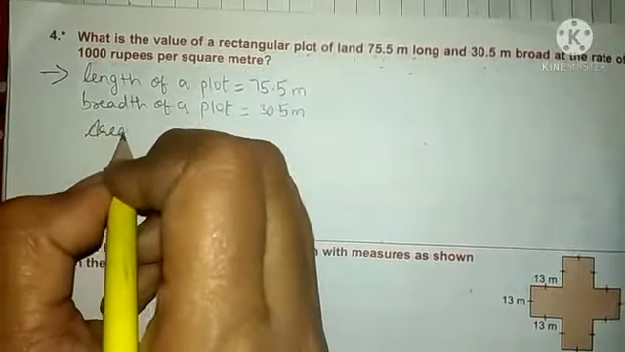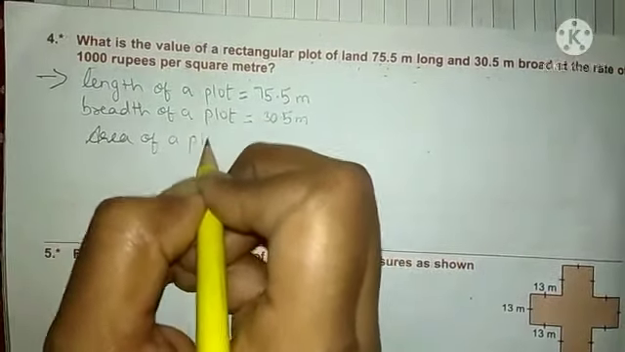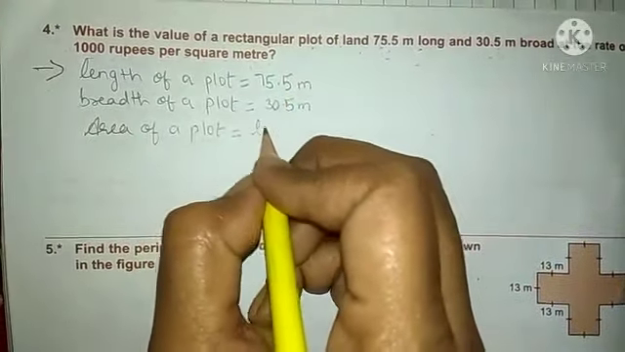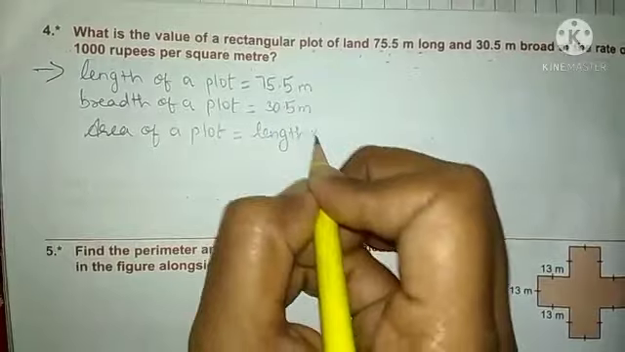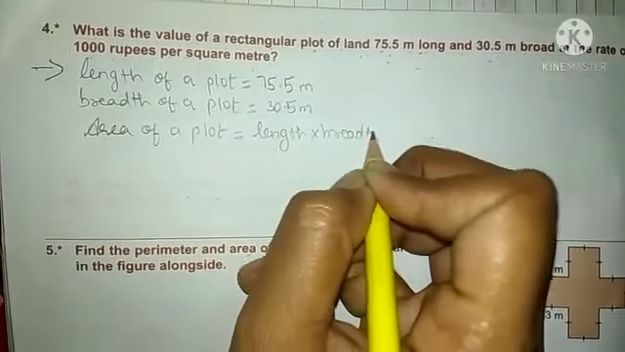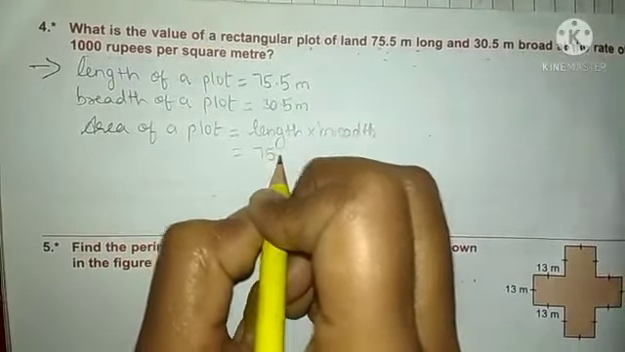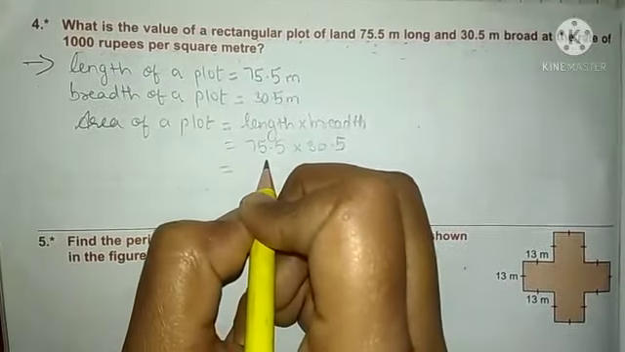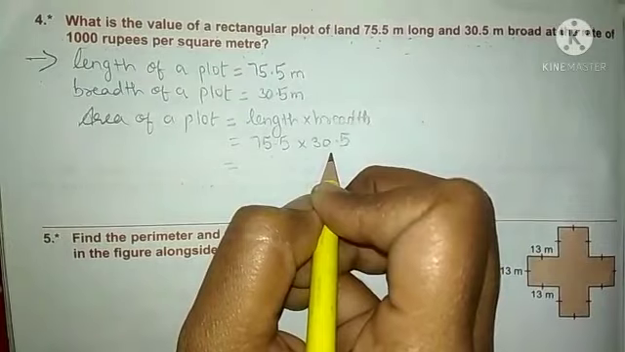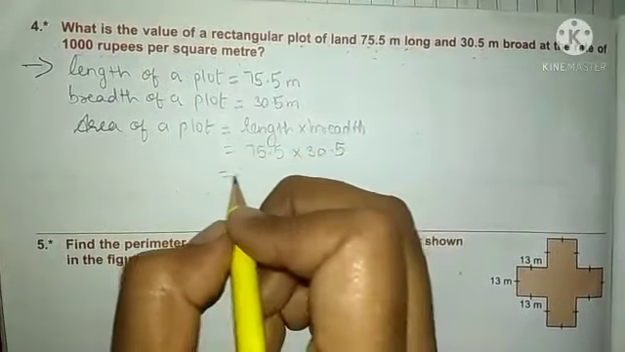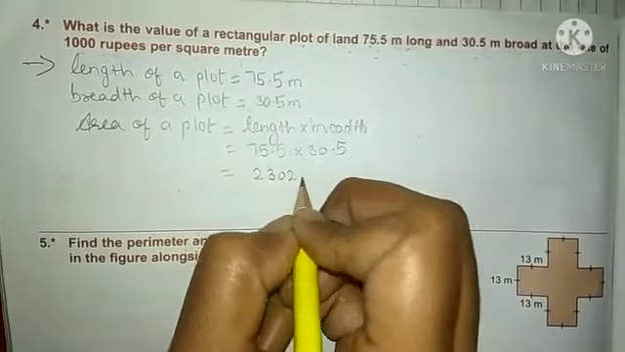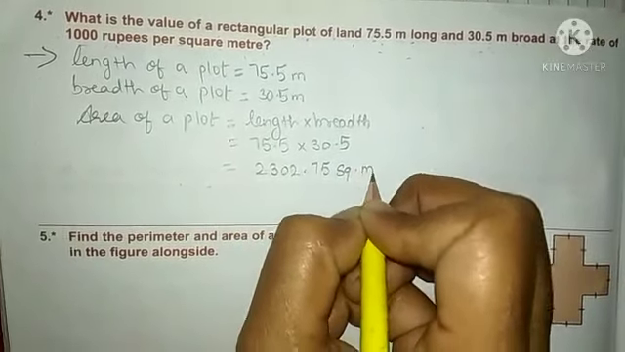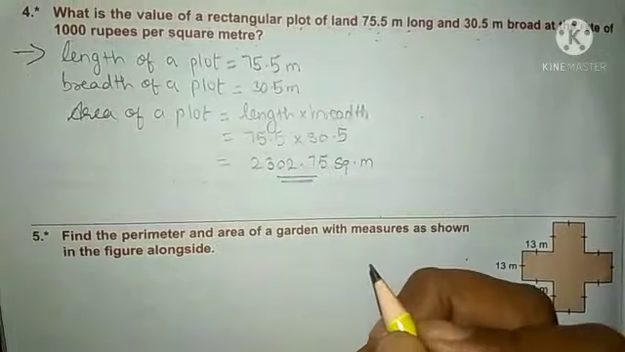What is the formula for finding the area of the plot? Here it is mentioned in the question, rectangular, so the formula is length multiplied by breadth. Your length is 75.5, your breadth is 30.5. So 75.5 multiplied by 30.5. What will you get? You will get 2302.75 square meters. Clear? So this is the area of the plot.